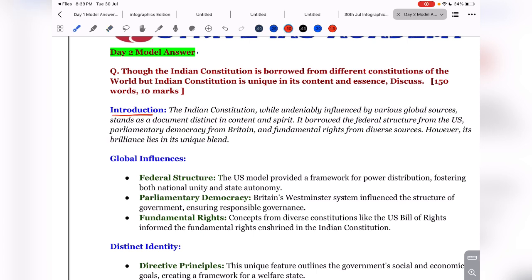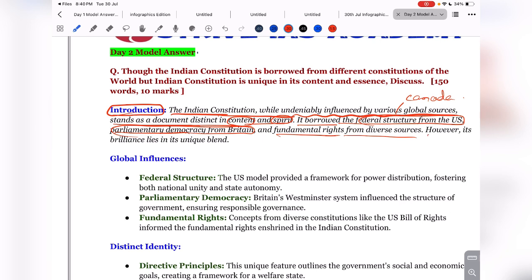In this introduction you have to write something like: the Indian constitution, while undeniably influenced by various global sources, stands as a document distinct in its content and spirit. It borrows the federal structure from the USA and Canada, parliamentary democracy from Britain, and fundamental rights from diverse sources. However, its brilliance lies in its unique blend. This word is very important.